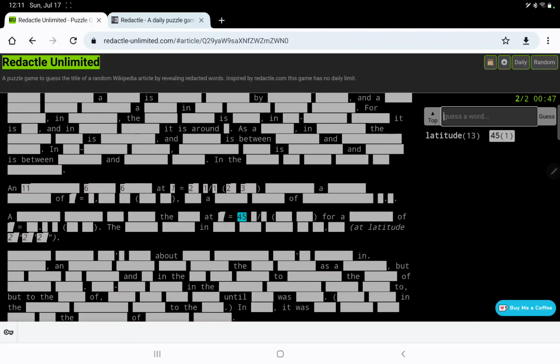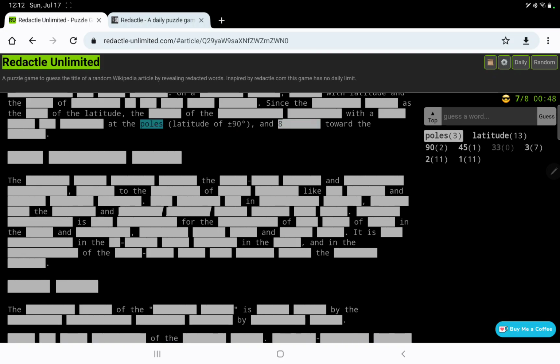No, but we do have 45 there. Interesting. "At something equals 45" and then a fraction, is it 1 over 2? No, there are some 1s. Let's try 3. Okay. How about latitude 33? No, I'm just thinking of something that might divide evenly. Well, let's try 90. Two 90s.